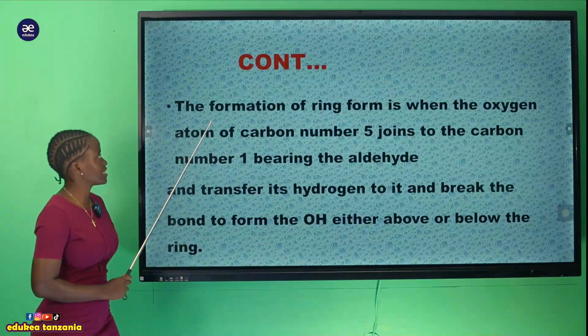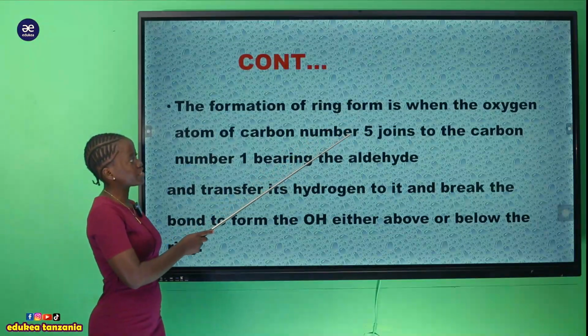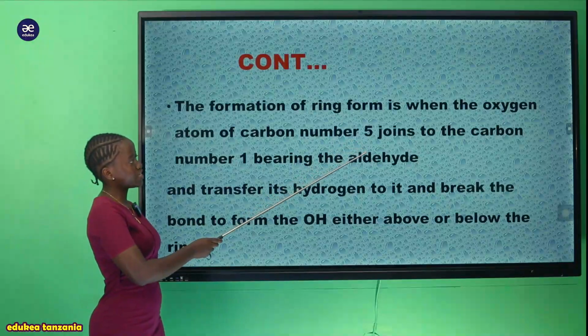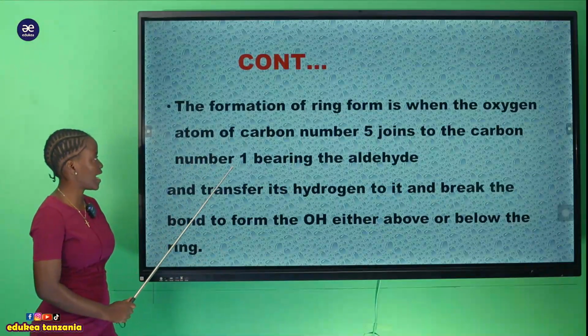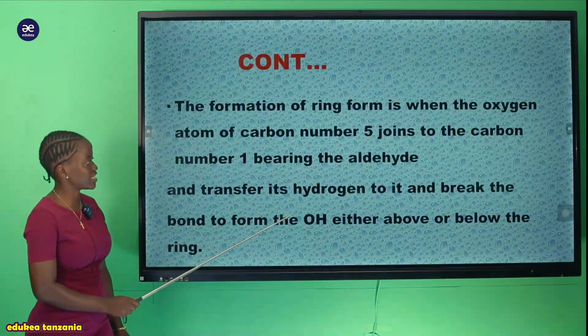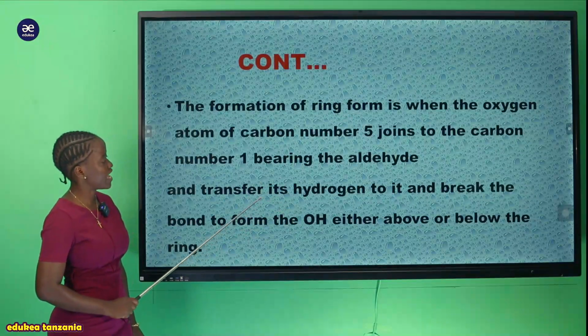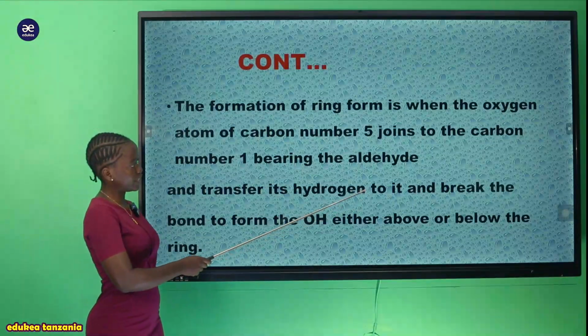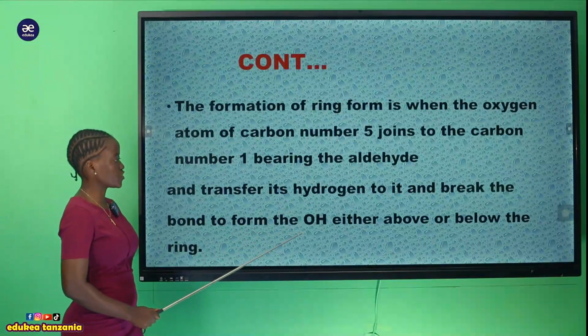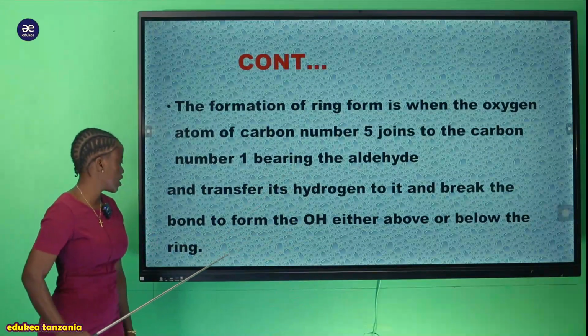Now we are saying that the formation of a ring form is when the oxygen atom of carbon number 5 joins the carbon number 1 bearing the aldehyde and transfers its hydrogen to it and breaks the bond to form the OH either above or below the ring.